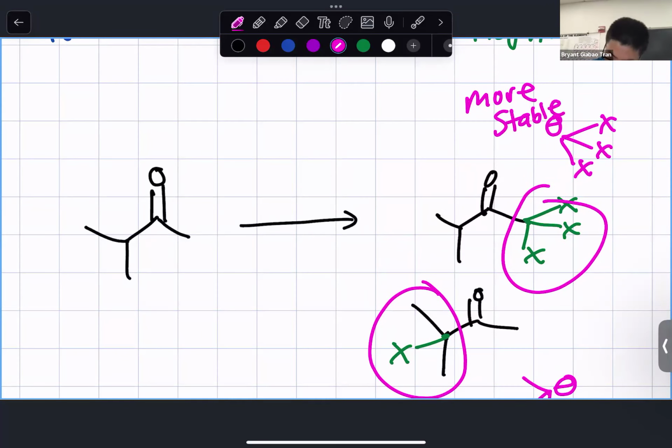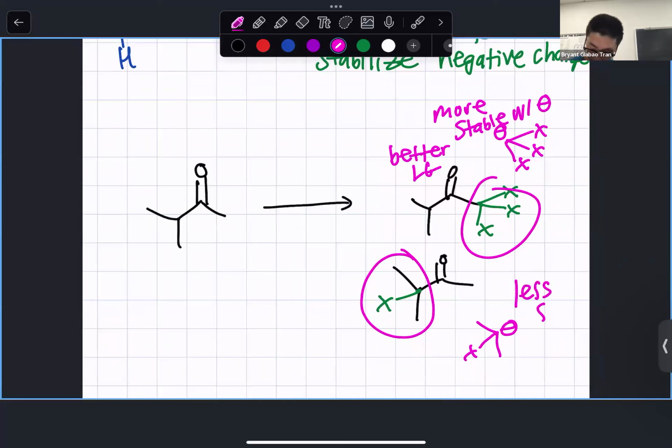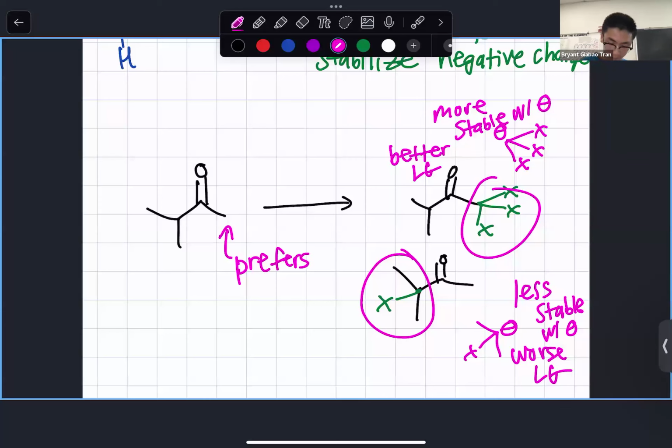More stable with the negative charge, better leaving group. This one is less stable with the negative charge, worse leaving group. So it prefers to attack the less substituted one. Right, so I say X2.